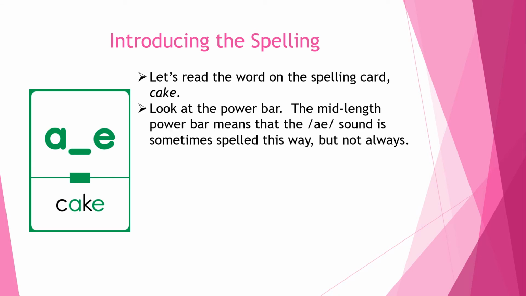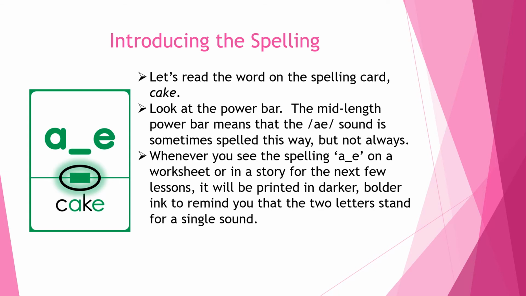Take a look at the power bar. Ooh, this is a mid-length power bar. That means that the A sound is sometimes spelled this way, but it's not always spelled this way. Whenever you see the spelling A space E on a worksheet or in a story for the next few lessons, it will be printed in darker, bolder ink to remind you that the two letters stand for one single sound, and that sound is A. Say A.